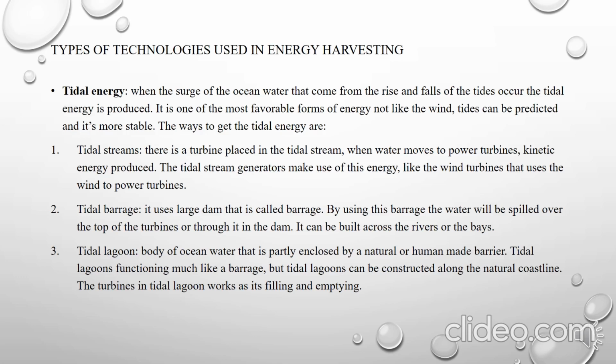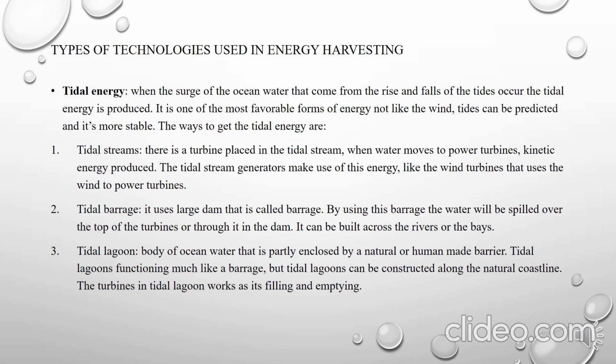Secondly, tidal energy. When the surge of the ocean that comes from the rise and fall of the tides occurs, tidal energy is produced. It is one of the most favorable forms of energy, unlike the wind. Tides can be predicted and are more stable. The ways to get tidal energy are, first, tidal streams.